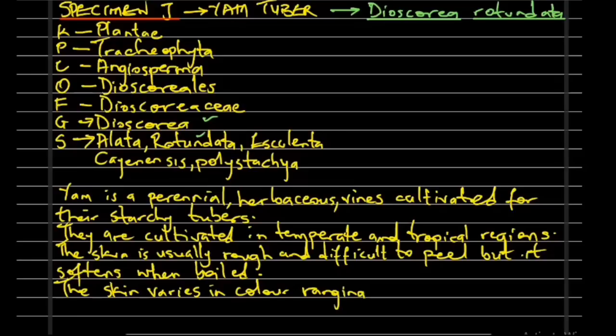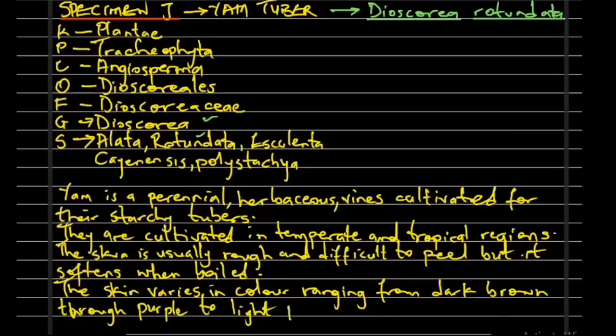ranging from dark brown, okay, let me put it this way, through purple to light pink. Yes, we have so many shades of the yams and they have different colors. They are eaten for their high carbohydrates. That is basically why this particular crop is being eaten.